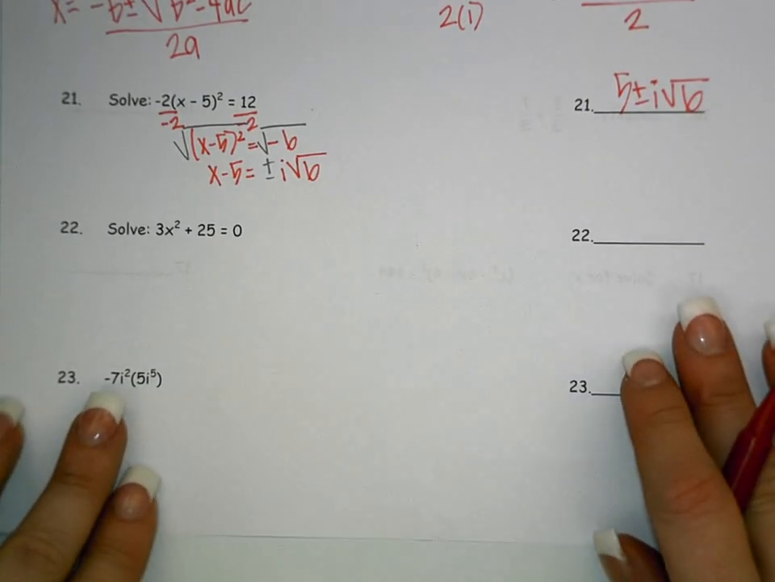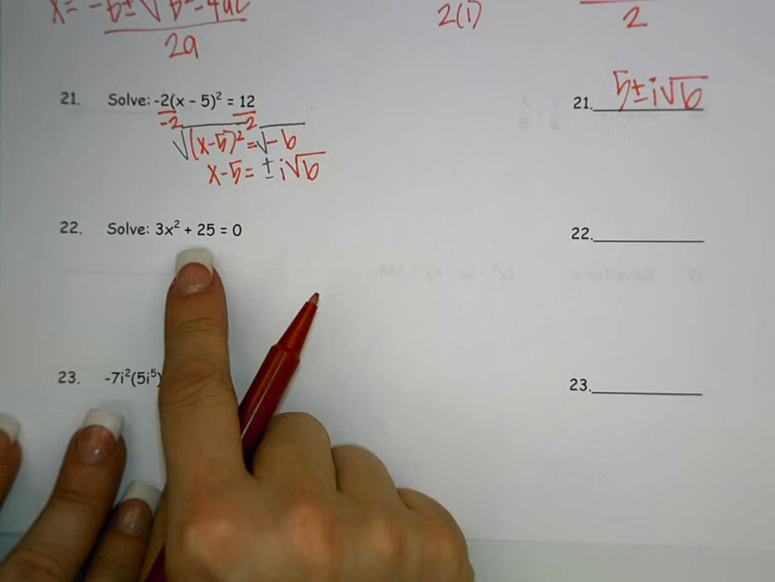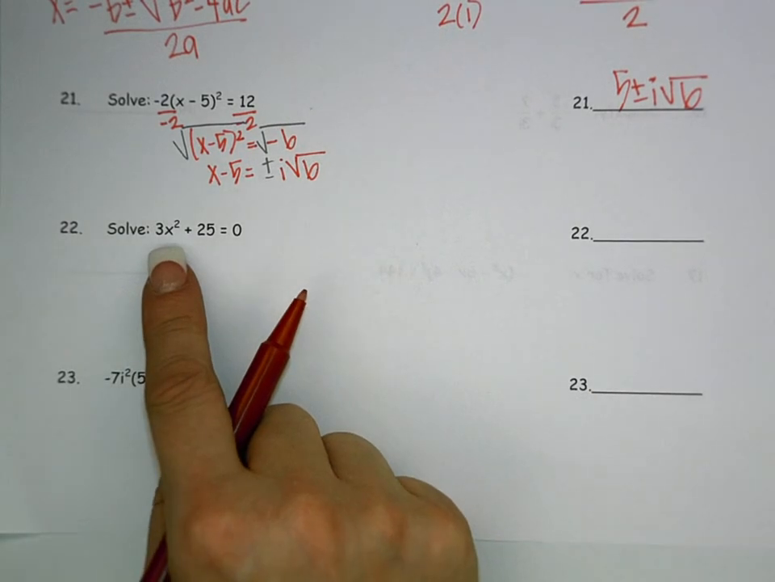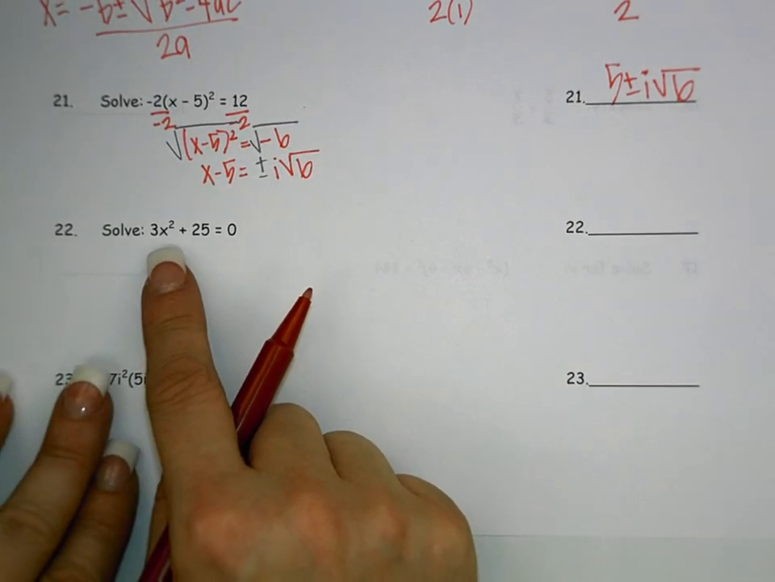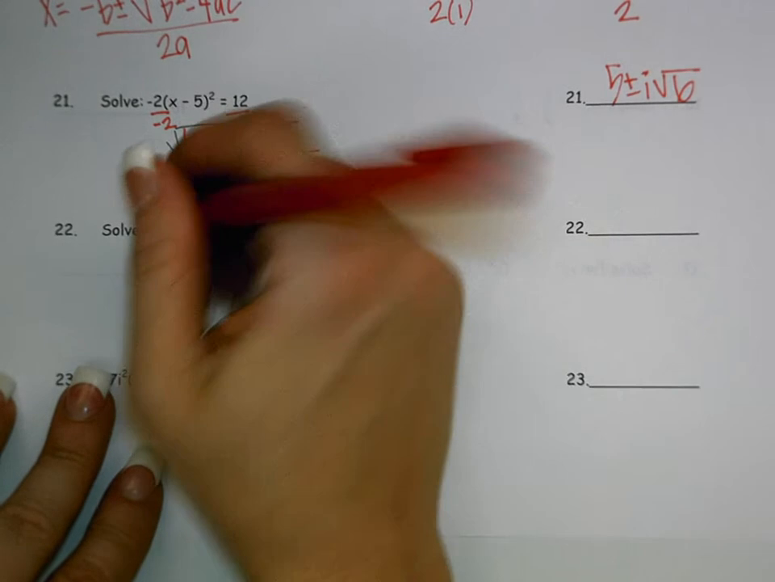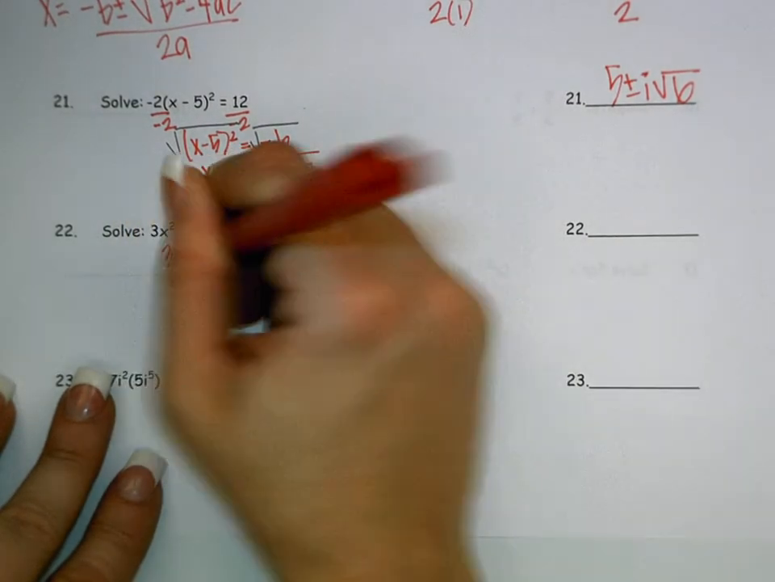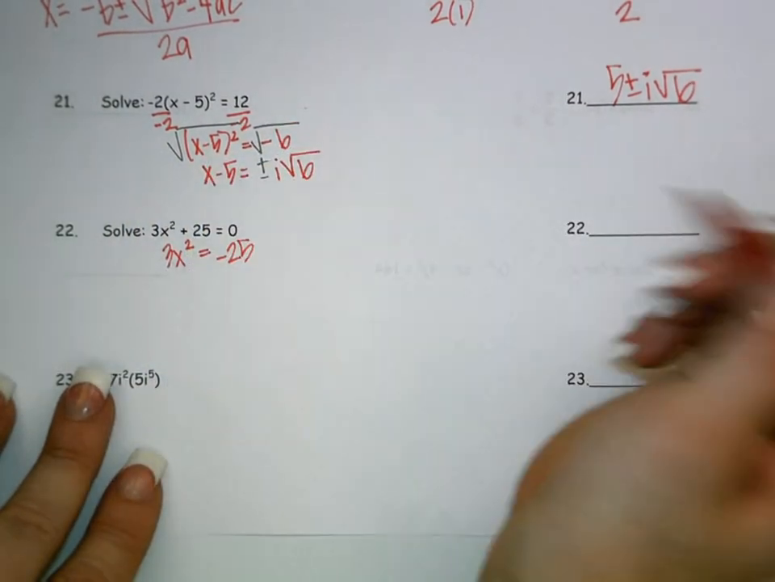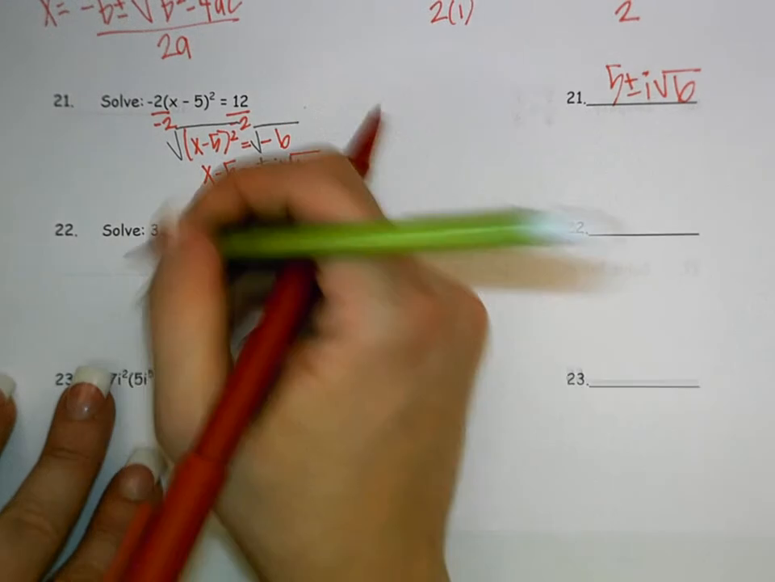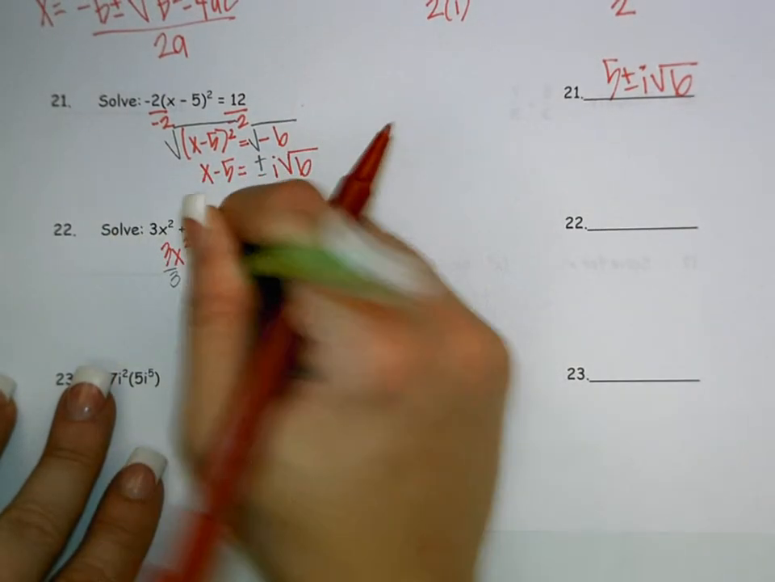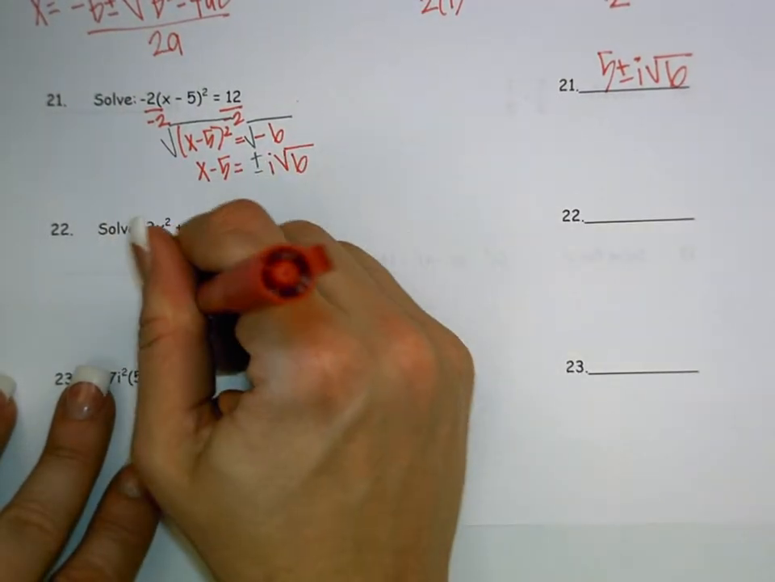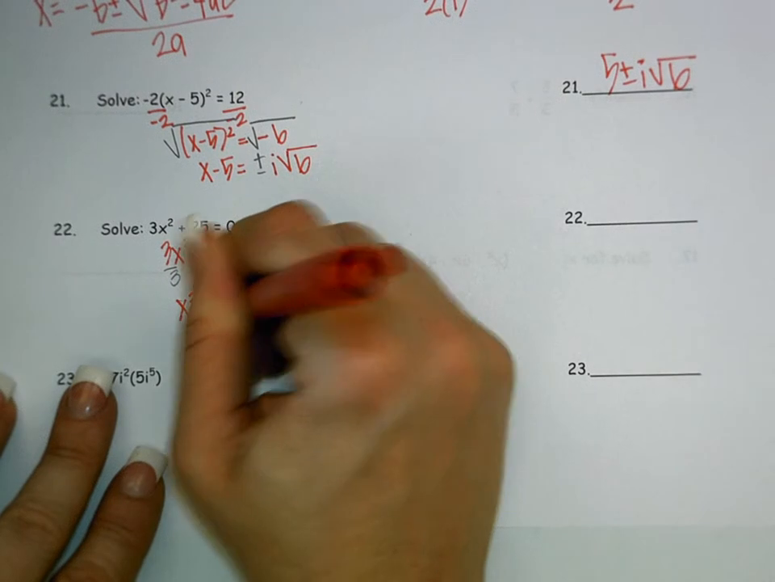We can do almost the same thing here. Whenever you have a square, you kind of want to leave that by itself. You could do quadratic formula here, or you can move the 25. That gives you 3x squared equals -25. So I moved it to the other side. Then divide away the 3. That'll leave you with x squared equals -25 over 3.